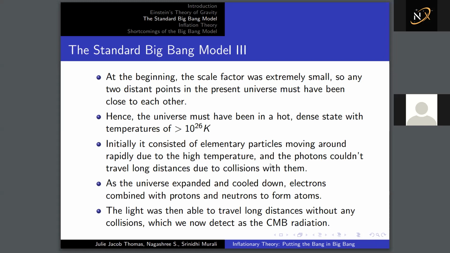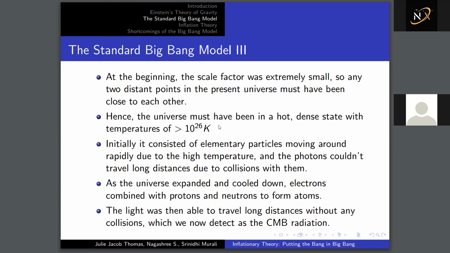So, which leads us to the fact that the universe must have been in a hot, dense state, where the energy density and the temperature were much higher because of the compressed space time, because we had so much matter being put into a very small volume. So that temperature comes up to more than 10 to the power 26 Kelvin.